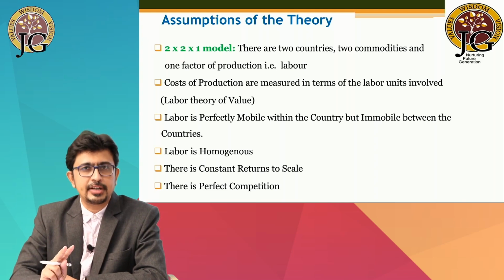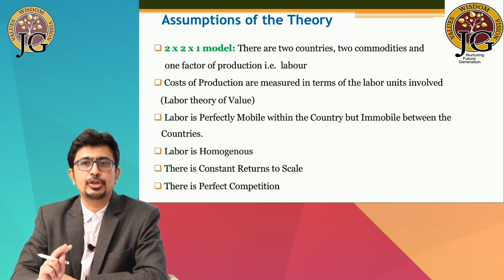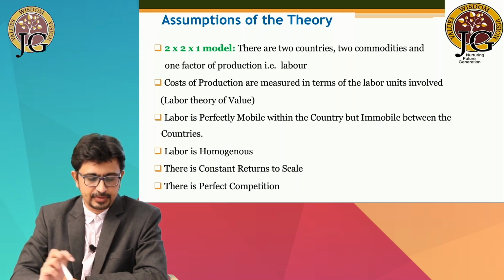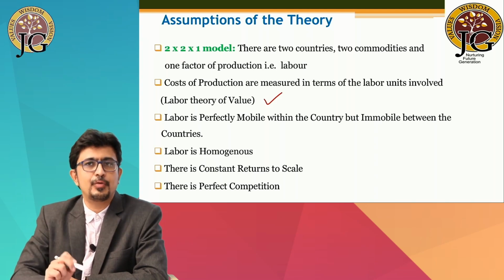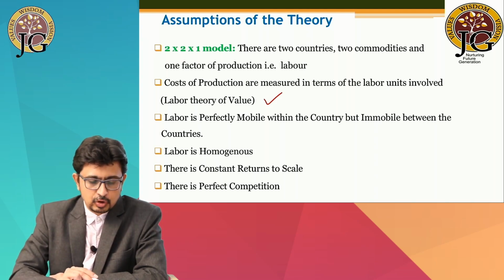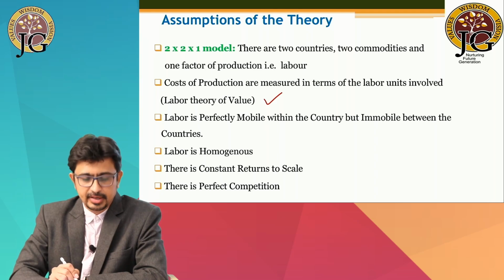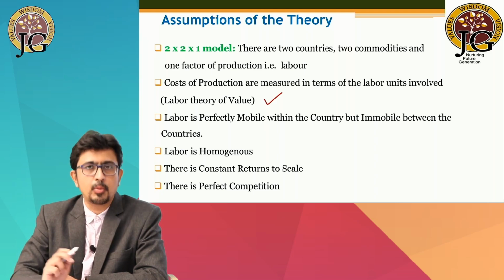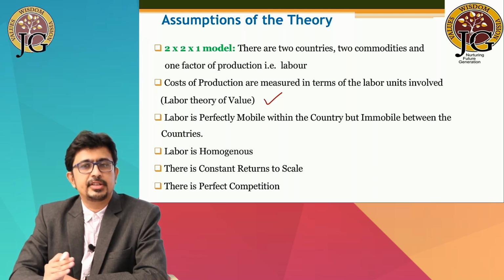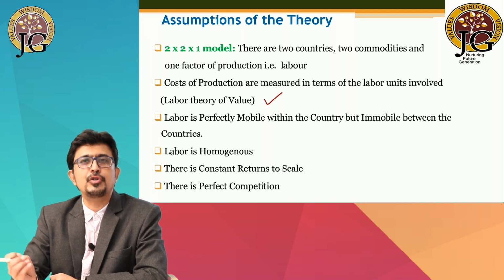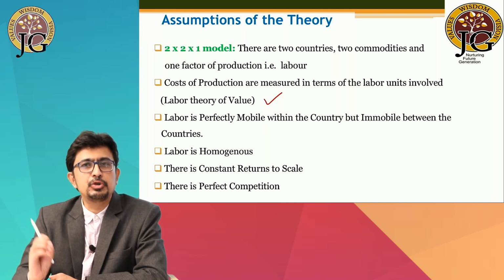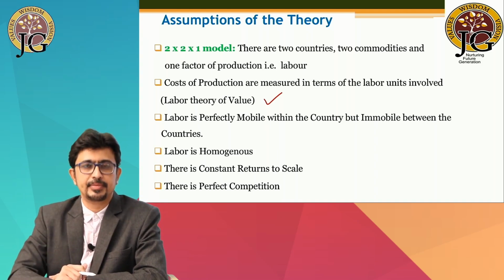So there are 2 countries A and B, there are 2 goods X and Y, and labor is the only factor of production. Second is the assumption of labor theory of value. Now this means that the costs of production are measured in terms of labor units involved. Now, since labor is the only factor of production, the cost of producing the product depends on the amount of labor which has been used in the production of that commodity.